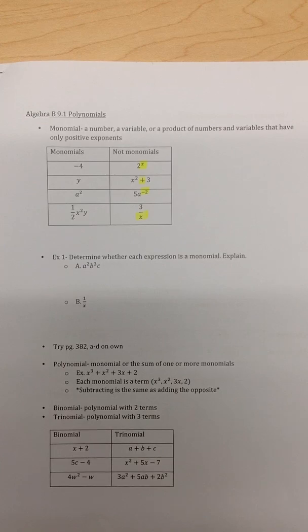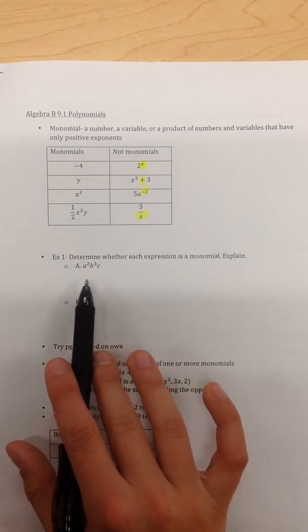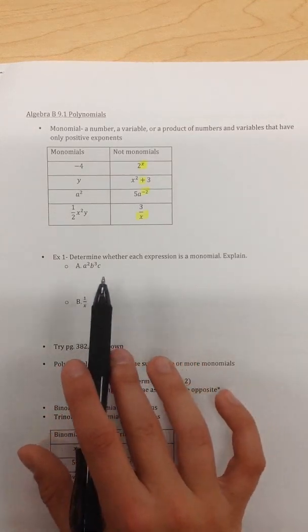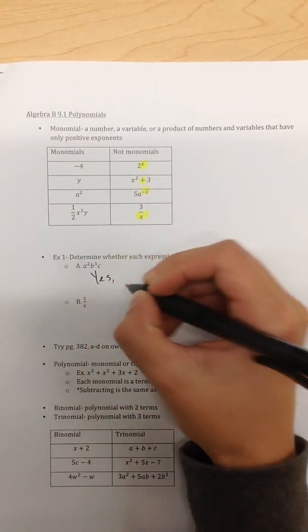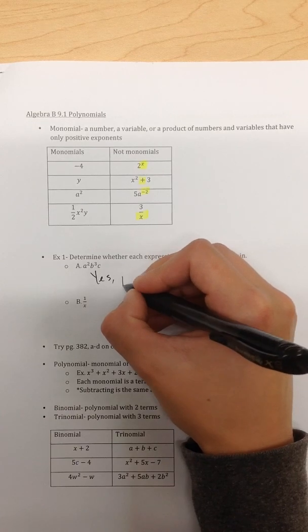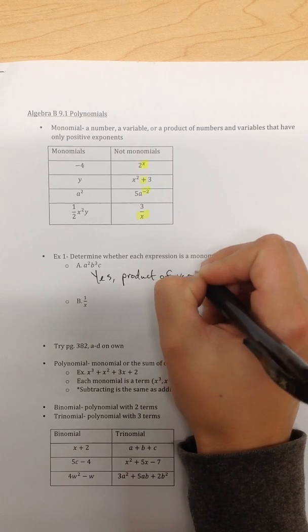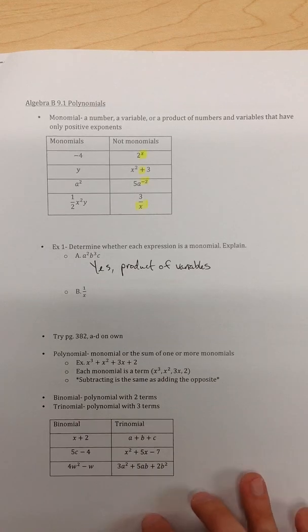For a, we've got a squared, b to the third, and c. With this one, we're looking for numbers, variables, products of numbers and variables. This all looks to be products of variables, right? Because a squared is just a times a, b to the third is b times b times b, and then times c. So that would be a product of variables. So this would be yes. And for our explanation, we could put product of variables, and it's all positive exponents. That's an important piece of that too.